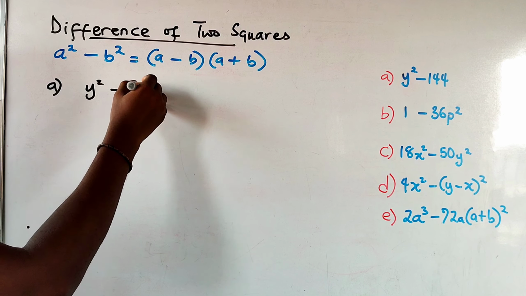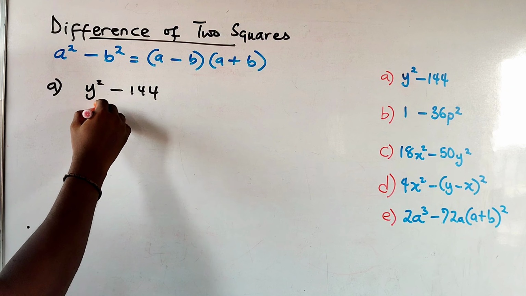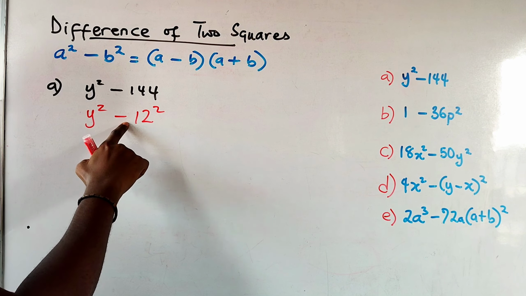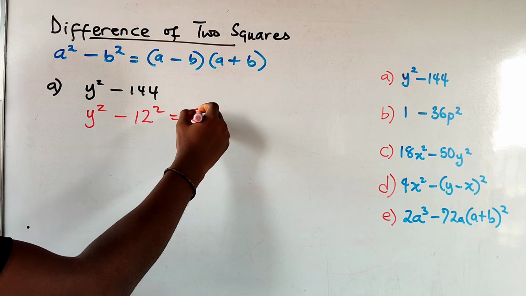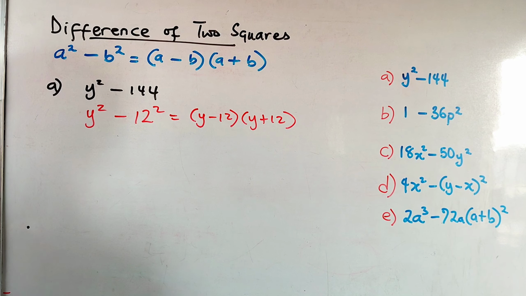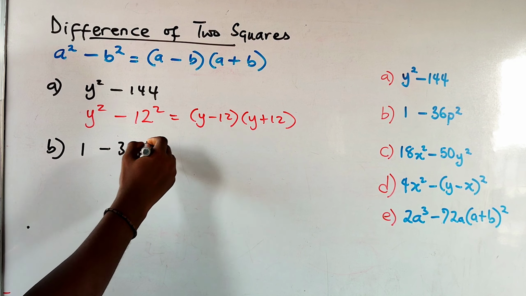y squared minus 144. Now, for those of you who know your multiplication table, you know that 144 is actually 12 squared. Yeah, correct. So I have a square, subtract another square. What do I do? I go y minus 12, y plus 12. Simple. I've solved it.